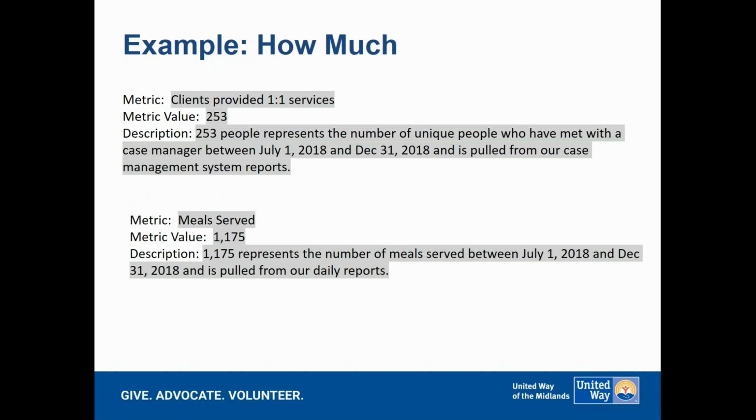Here's some examples of what that might look like. So again, you're going to have to select through a drop-down what your metric category is. So in this first example, it's clients provided one-on-one services. If that's a required or optional metric for my program, I would select that, and then there'll be a spot where you can key in a data point. So just simply a number. So in this case, it's 253. Then, as I mentioned, the important part is to go through that description and really explain to make sure that we understand what that 253 represents.